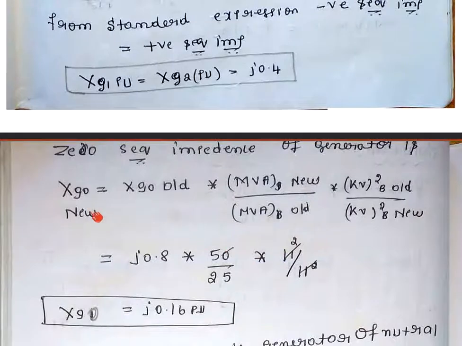Now how do we find the zero sequence impedance of the generator? The zero sequence impedance of the generator has been given in the question. 8% has been given in the question.